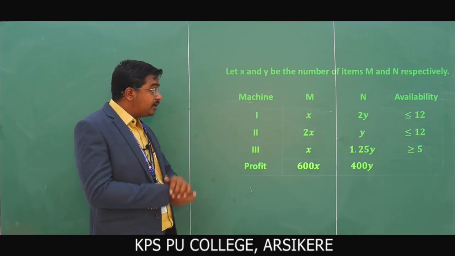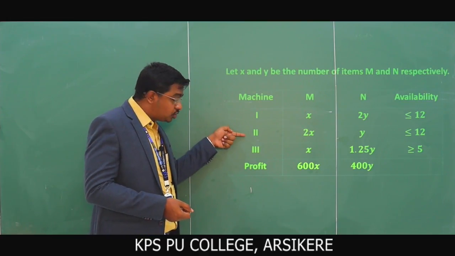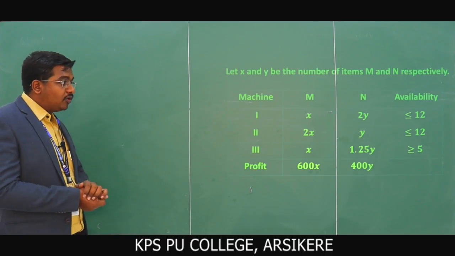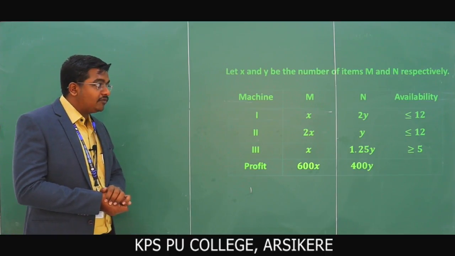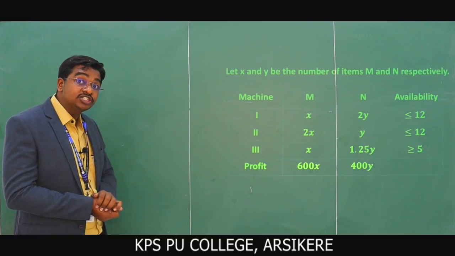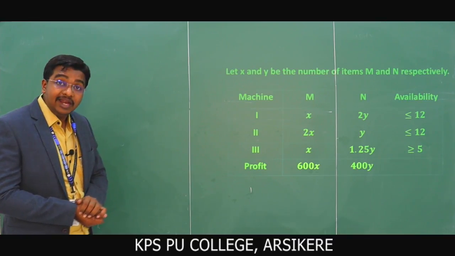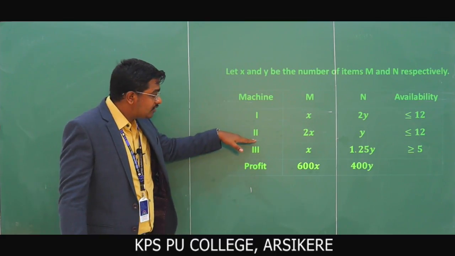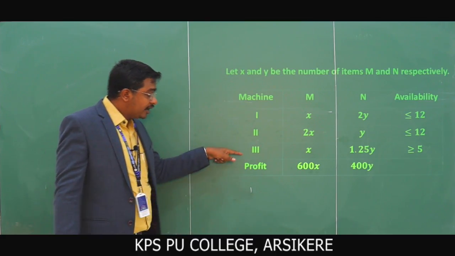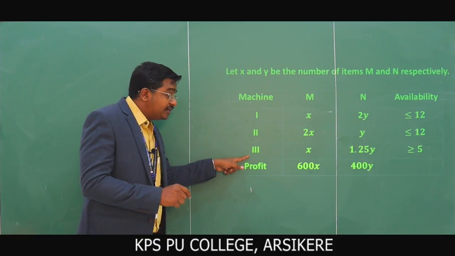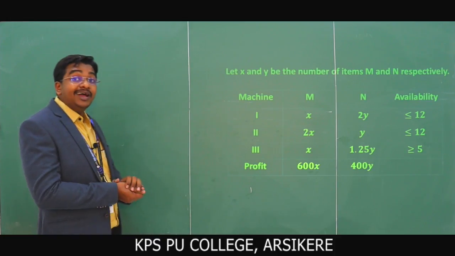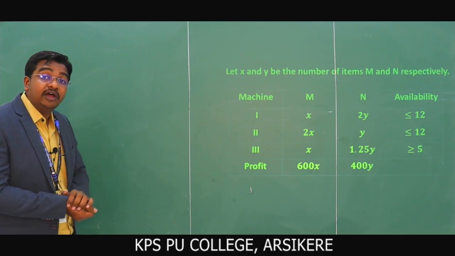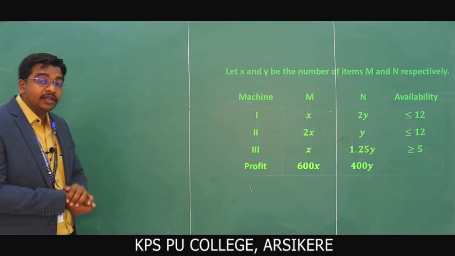Also given the availability. So what is the availability here? Machine 1 and machine 2 can operate at most 12 hours in a day. At most 12 hours in a day means it cannot exceed 12 hours of work for machine 1 and 12 hours for machine 2. And also given for the third one, machine 3 can operate at least 5 hours in a day, that becomes greater than or equal to 5.